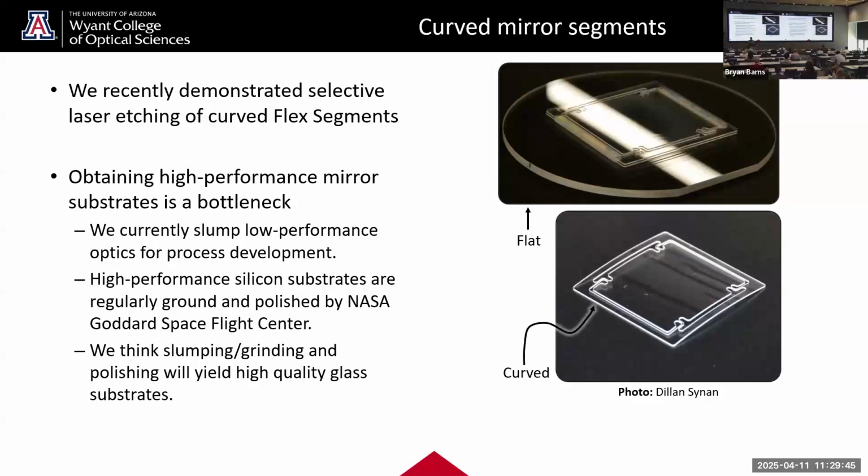One of the main bottlenecks, and what we have proposed for funding from NASA to help alleviate, is that we don't have curved substrates of the required quality with which we can perform all of the process steps that we have developed. And so that's where we are going next.